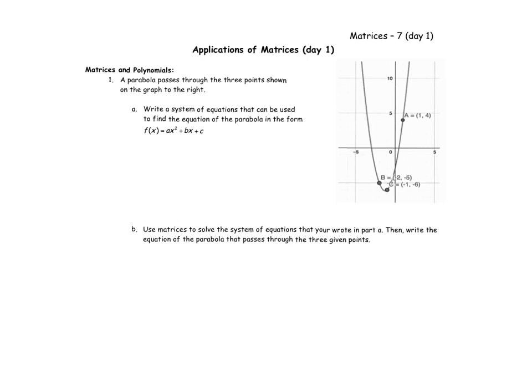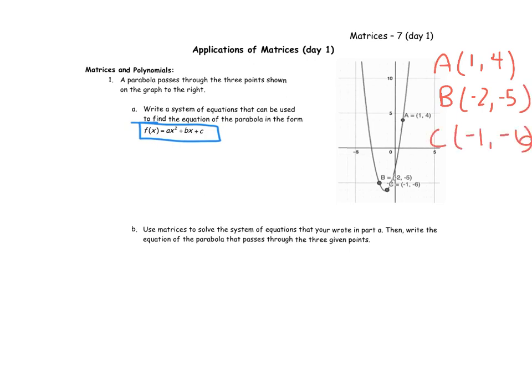All right, so our first question. A parabola passes through 3 points shown on the graph to the right. We want to write a system of equations that can be used to find the equation of the parabola in the following form. So we're just trying to get it into standard form. Okay, well, let's take a look at each of the points we have here. So we have the point 1, 4. This is for A. For B, we have -2, -5. And then for C, we have -1, -6.